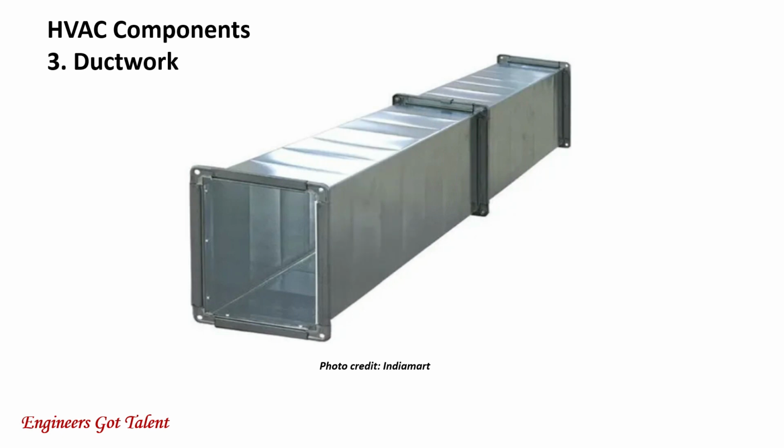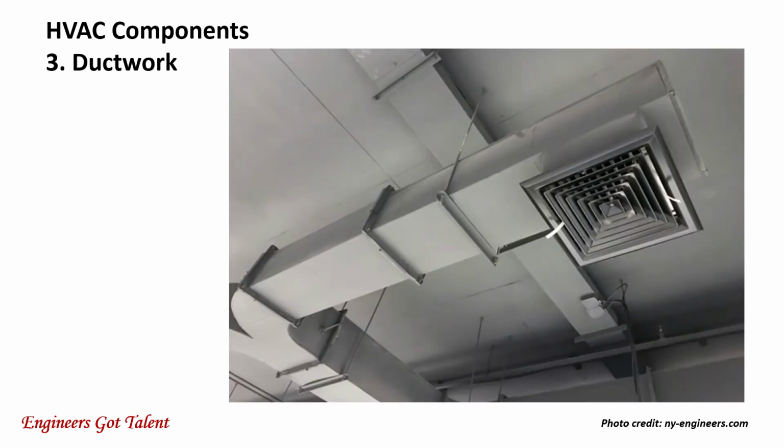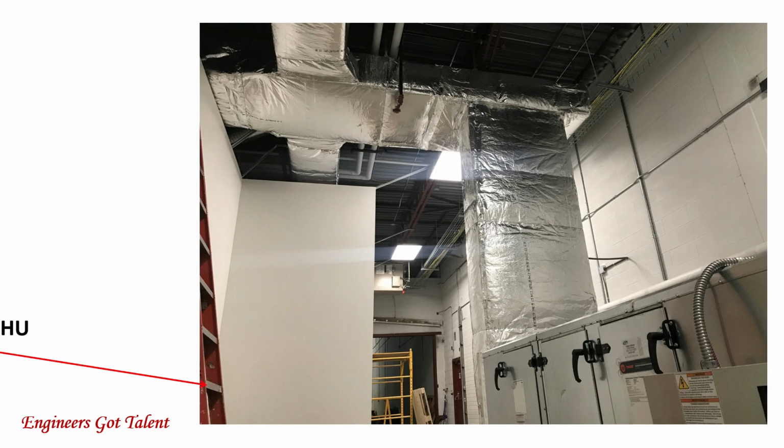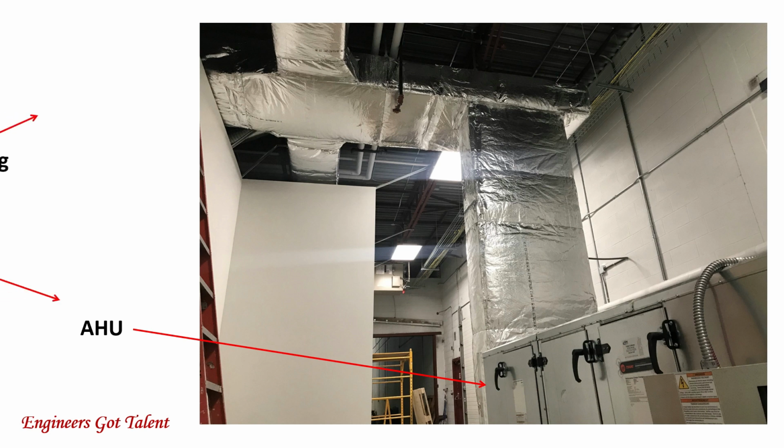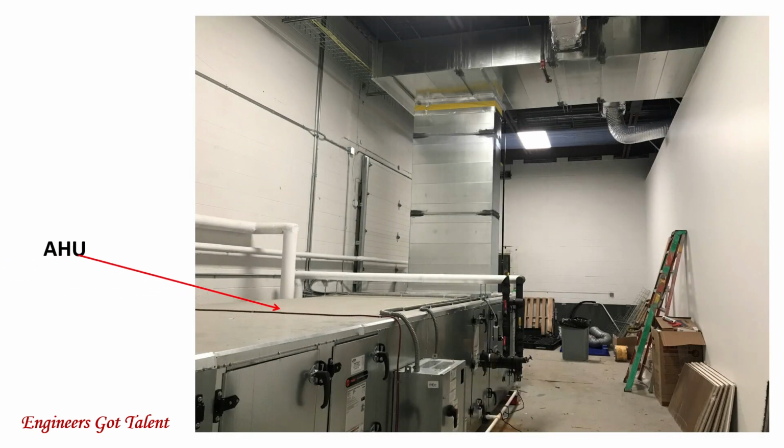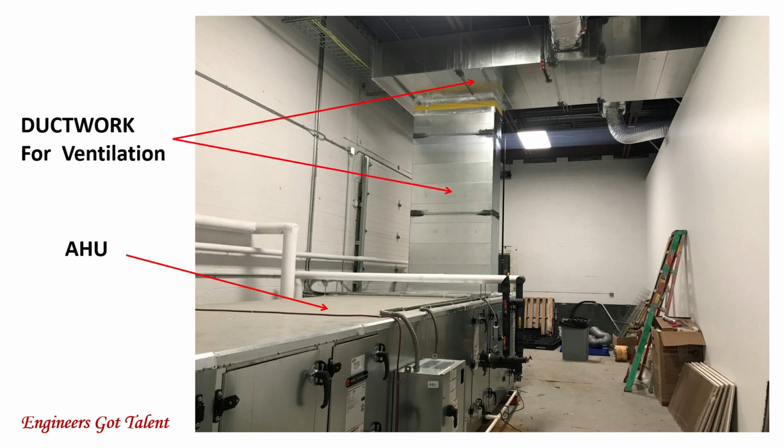This is a picture of a ductwork which is made out of metal sheets formed either rectangular or circular. Here's another picture of the ductwork which is installed from the AHU and rises up to the ceiling line where it is normally installed. From the ceiling line, it branches out to different rooms. This is a picture of an AHU which is delivering conditioned air into the rooms. Another picture showing the AHU and the ductwork going out for ventilation.